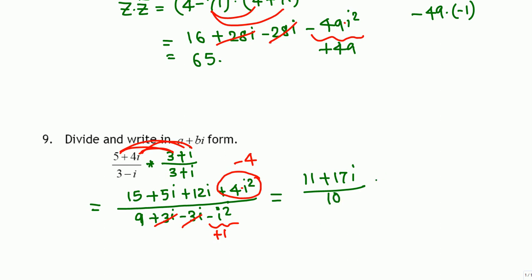Now we need to put this into the standard form. So we separate into two fractions. So we get 11 over 10 plus 17i over 10, and we write in this way, a plus bi form. Final.